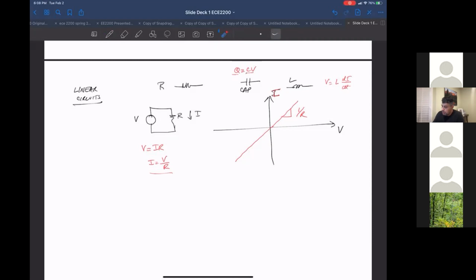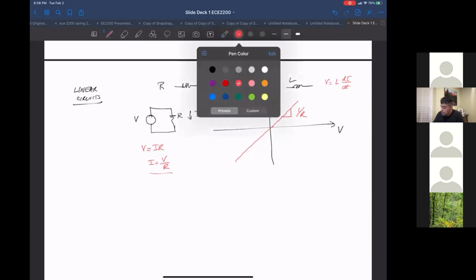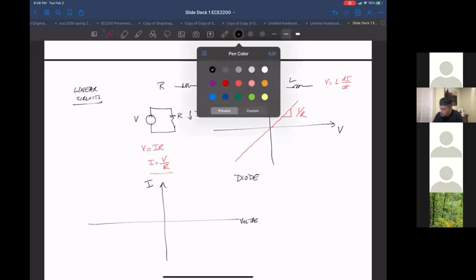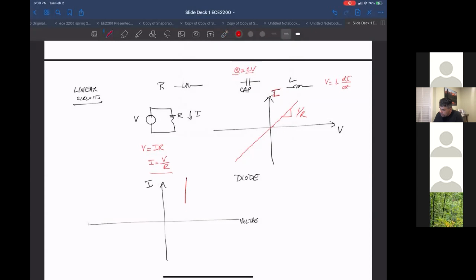The type of circuits we'll be looking at in this class, specifically when we first start in chapter 2, is something called a diode. I'm just giving you a heads up about what we're going to discuss. And that's a nonlinear circuit. That means if I do the same thing for a diode and plot the voltage versus current, it ends up looking something like this.